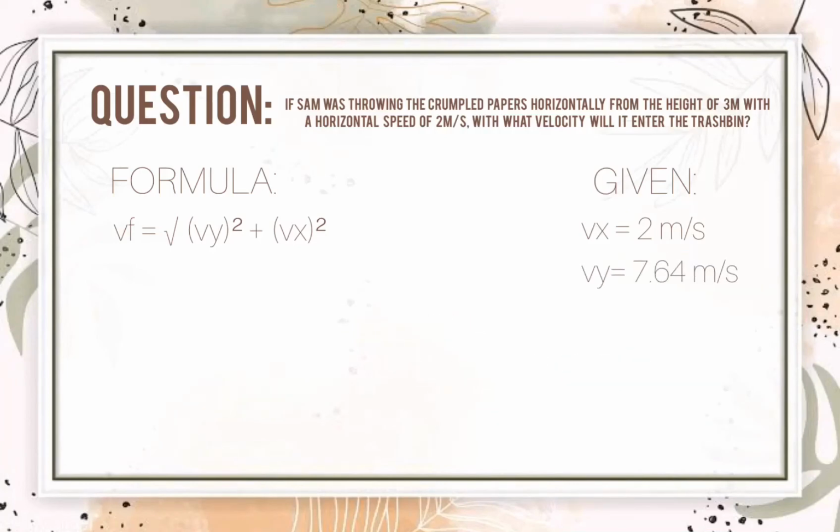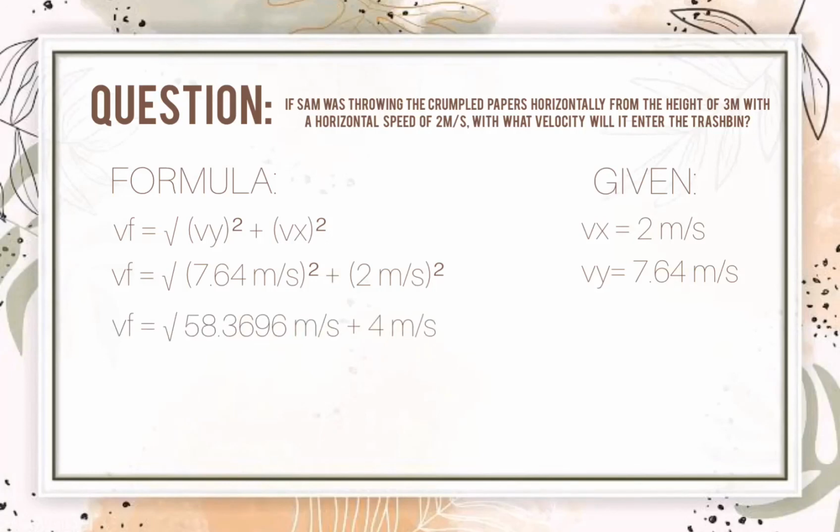Since we now have the value of the vertical velocity, we will substitute this value in our formula. The square of 7.64 meters per second is 58.3696, and the square of 2 meters per second is 4. Add this together and we will get 62.3696, and its square root is 7.89644264 or 7.90. The final velocity is 7.90 meters per second.